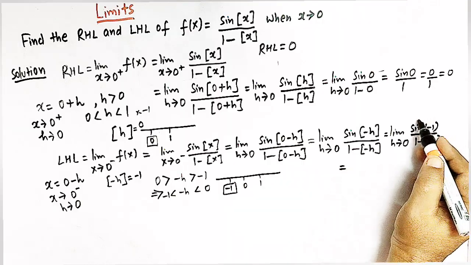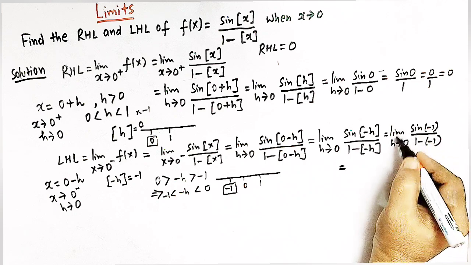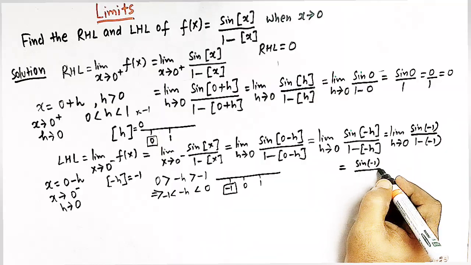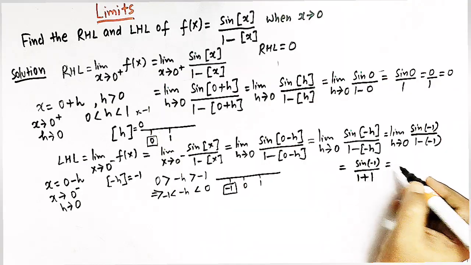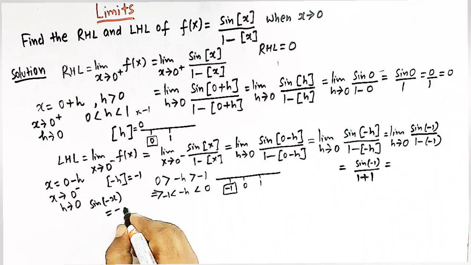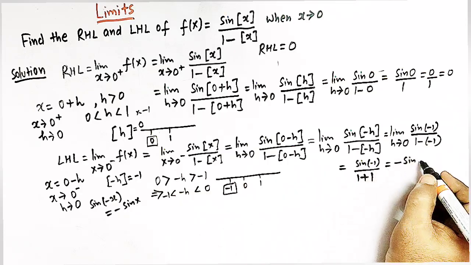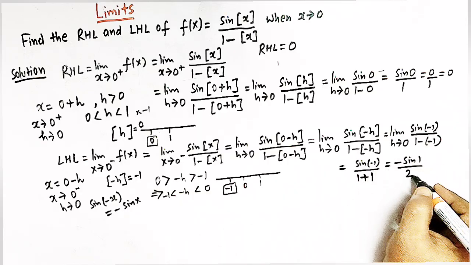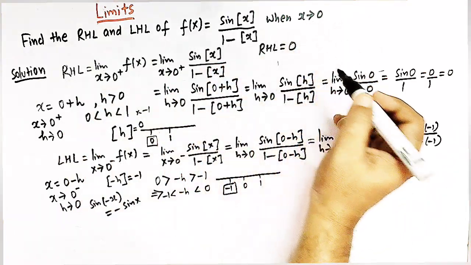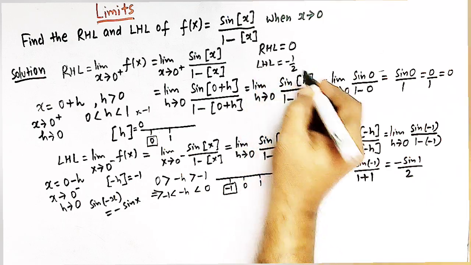Again, this expression doesn't contain any h, so we can omit the limit notation. We have sine of -1 divided by 1 plus 1, and from trigonometry we know that sine of minus x is equal to negative of sine x. So we can write negative of sine 1 over 1 plus 1, which is 2. So the left hand limit of this function when x approaches 0 is minus half sine 1.